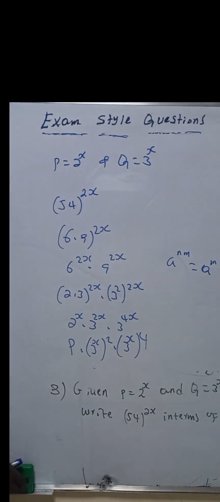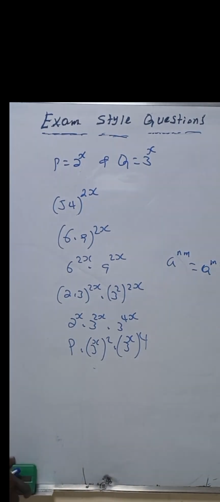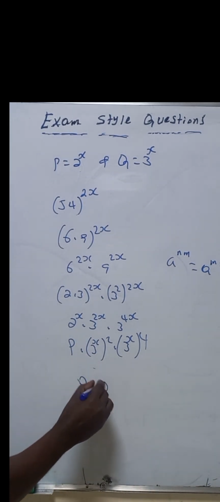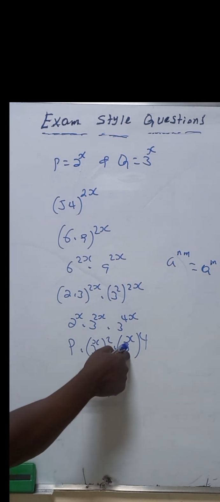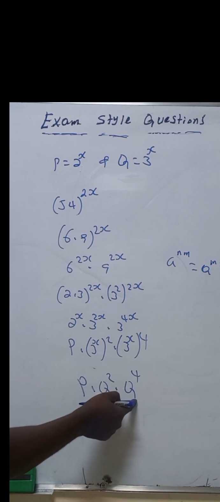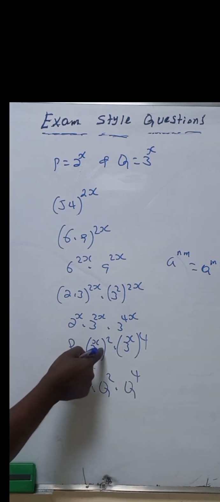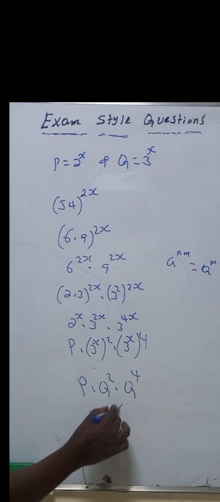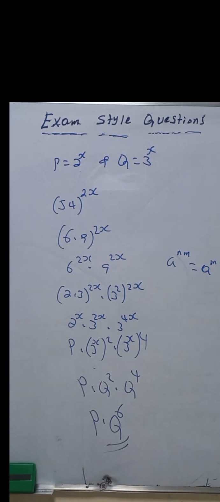So this can be written as p times, what is 3 to the power of x? q squared. What is 3 to the power of x? Again q raised to 4. Because 3 to the power of x is q, the whole to the 4, and 3 to the power of x is q, the whole squared. So now here p times q to the power of 6, because 2 plus 4 will be 6. So this is how we are going to solve this one.